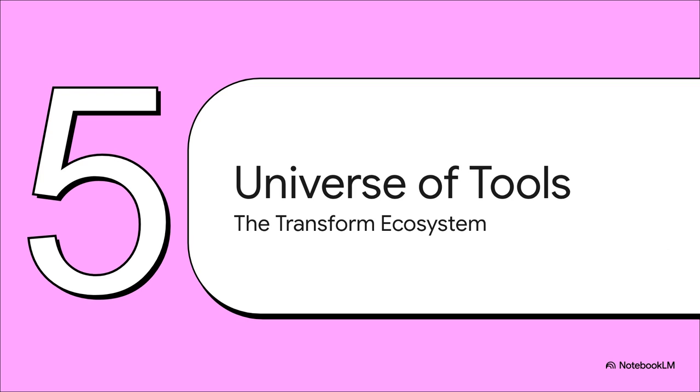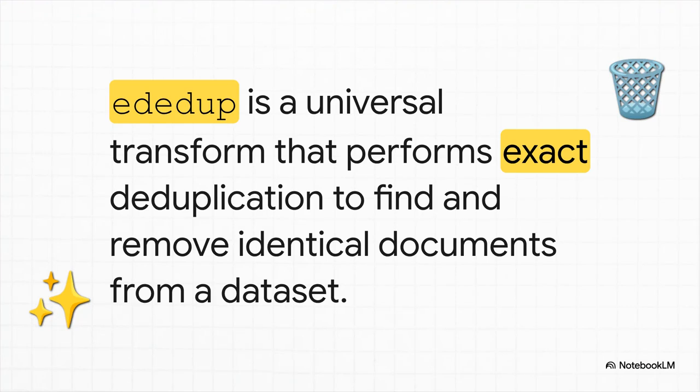So, we get the building blocks, the transforms, and we know how to run them at any scale. Now, let's zoom out and look at the universe of possibilities this opens up. Because the Data Prep Kit doesn't just give you a framework, it comes packed with a huge ecosystem of pre-built transforms that you can use right out of the box. Let's do a quick lightning round. You need to get rid of duplicate documents in your dataset? Bam, there's a transform for that. It's called EDDU, for exact deduplication. This is like step number 1 for getting good quality data.